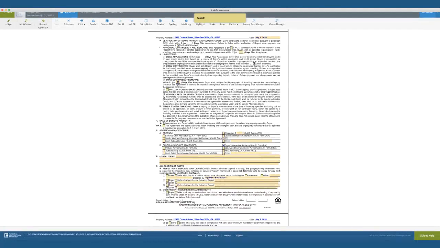Lender limits on buyer credits. There's times when a seller is going to give some credit to the buyer.